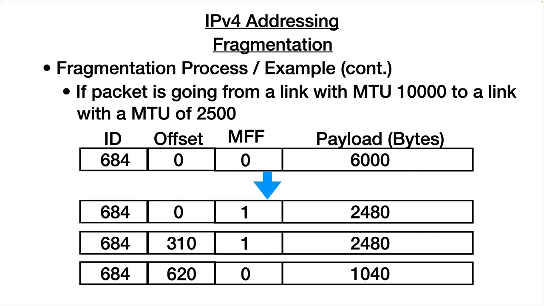So that one packet will be sent as 3 packets over the link with the smaller MTU. And then these 3 packets will be reassembled into the original packet at the destination or receiving device. So that's a quick example to introduce you to the process of packet fragmentation.